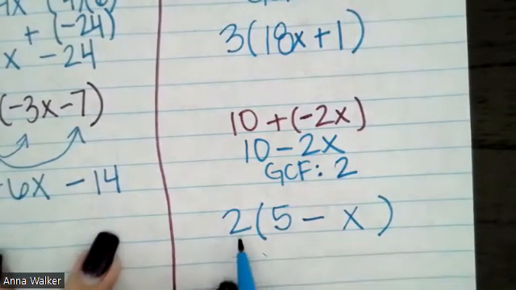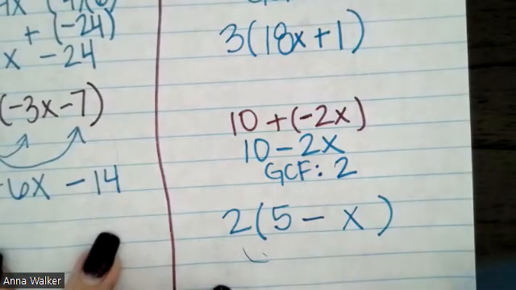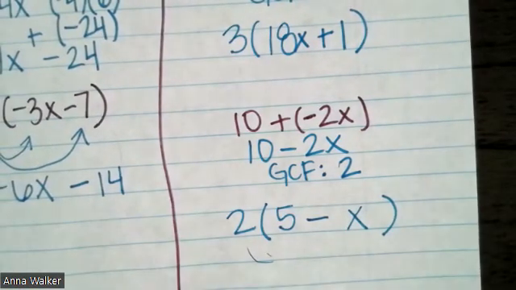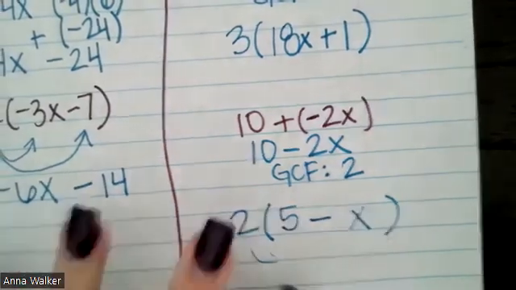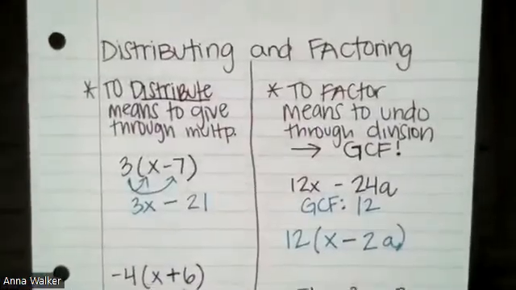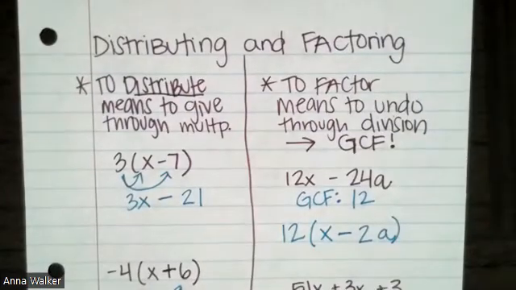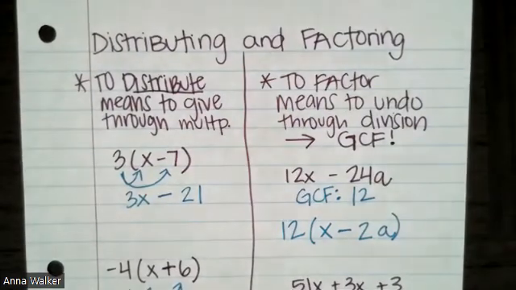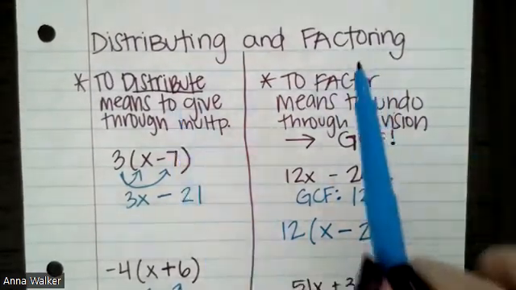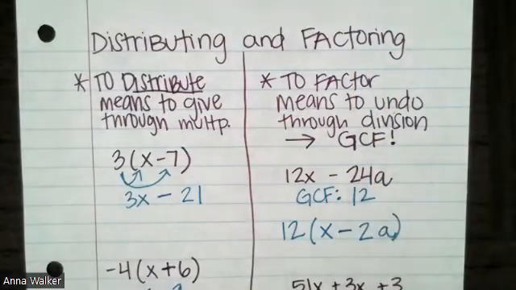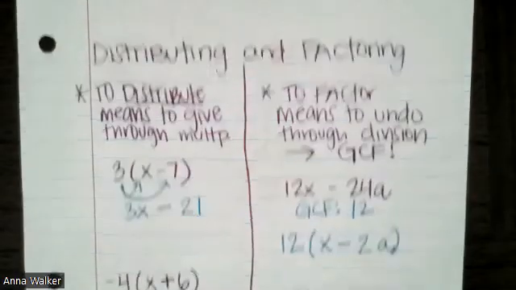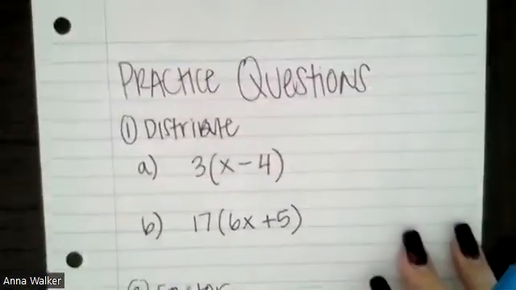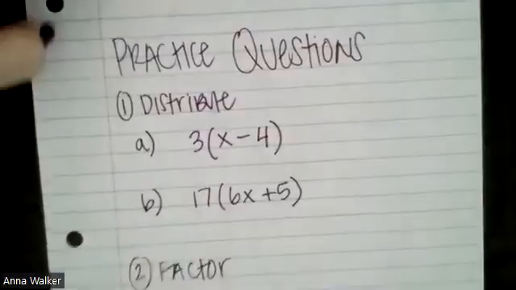And again, if I distributed, 2 times 5 is 10. 2 times x would be 2x. We keep the subtraction sign, so it simplifies to the same expression. So understanding the difference between these 2 is key. I encourage you, if you're struggling, to go watch the distributing and factoring videos that are separate, that have a more in-depth explanation. Here are your practice questions to practice distributing and factoring. You have 2 of each kind.